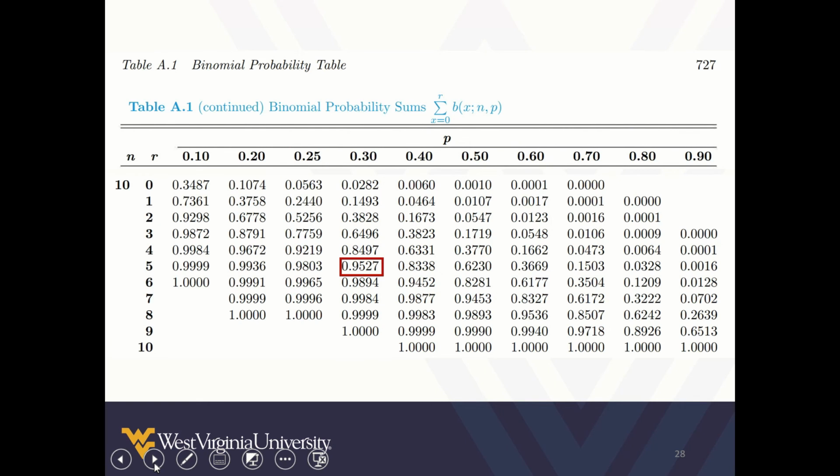And once again, just looking at the table, where did I get that value? We had a sample size of 10. We were trying to find the probability of X less than or equal to 5, which we would then subtract from 1, and our probability of success was 0.3.